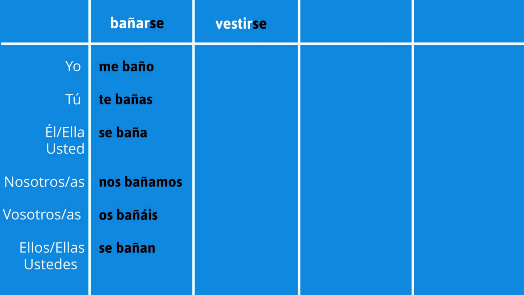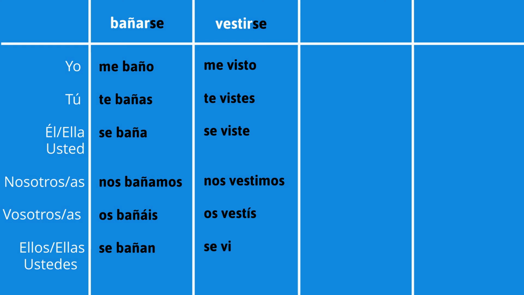Vestirse means to dress oneself or to get dressed. Yo me visto, tú te vistes, él, ella, usted se viste, nosotros, nosotras nos vestimos, vosotros, vosotras os vestís, ellos, ellas, ustedes se visten.